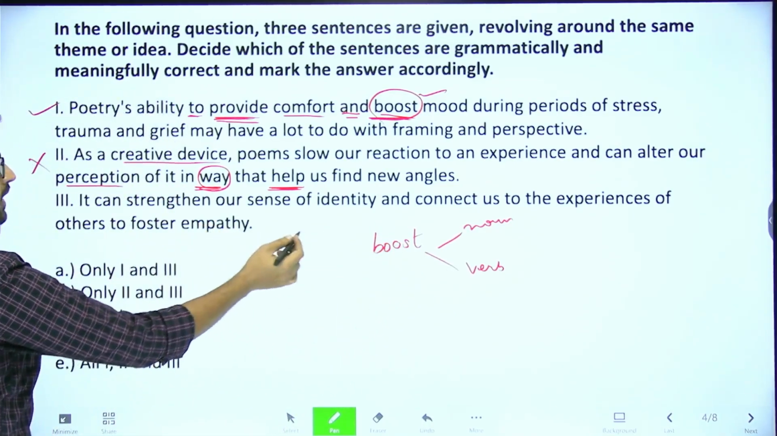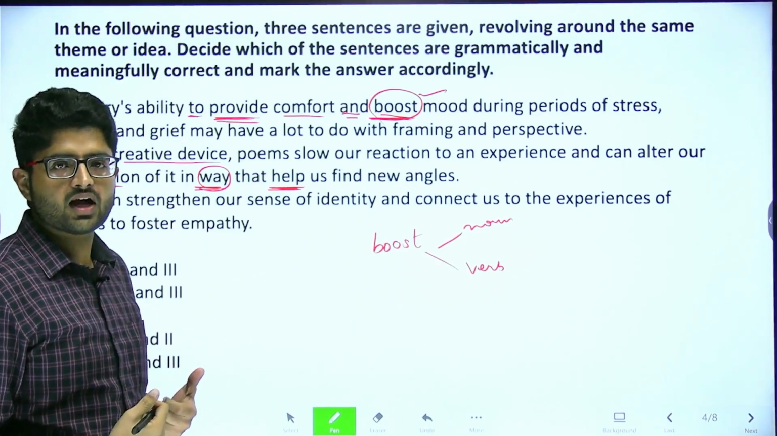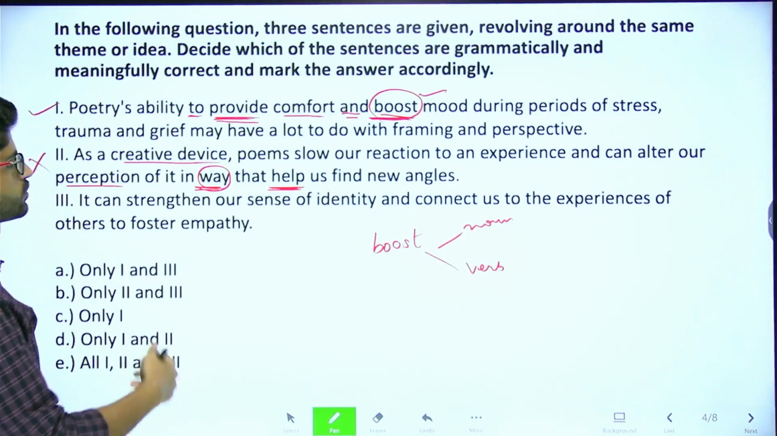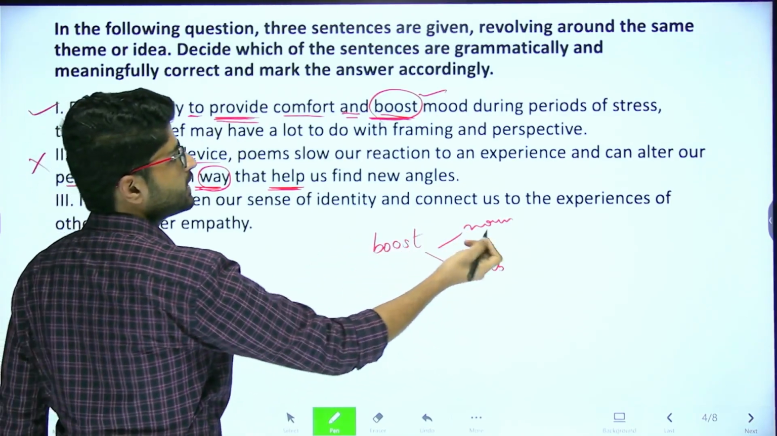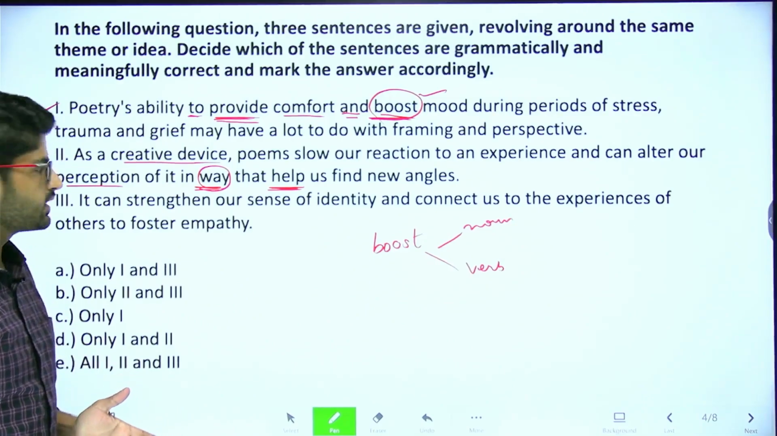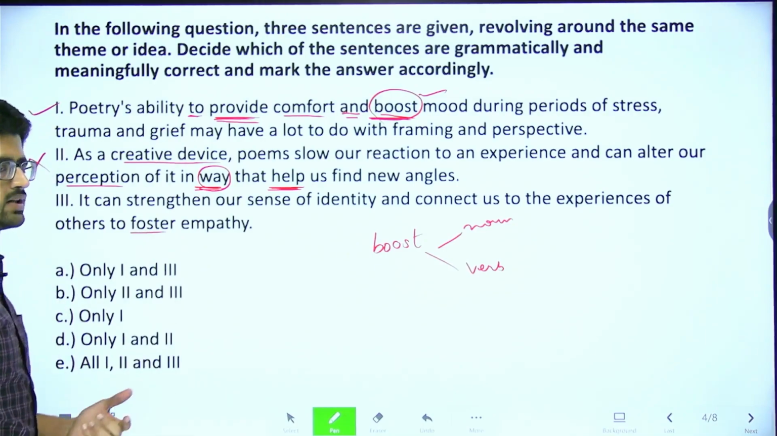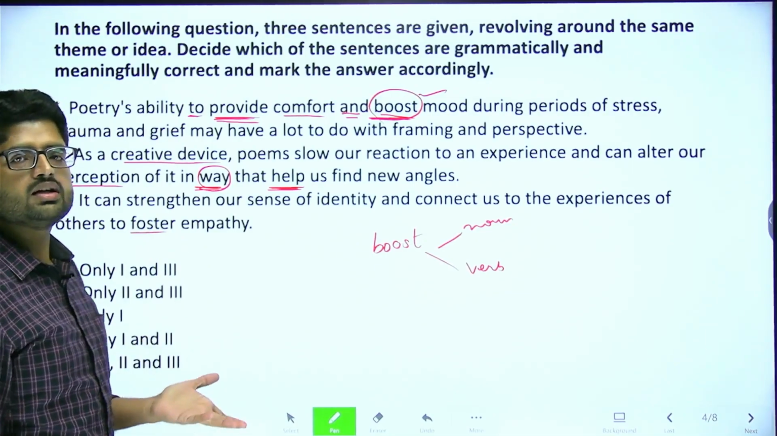तो वो हमारे आइडेंटिटी के जो हमारे how do we identify ourselves, तो उसको वो और स्ट्रॉन्ग कर सकती है and connect us to the experiences of others, और हमें बाकियों के एक्सपीरियंस से कनेक्ट करने में हेल्प करती है। To foster, what does foster mean? Foster means to strengthen or to increase empathy.